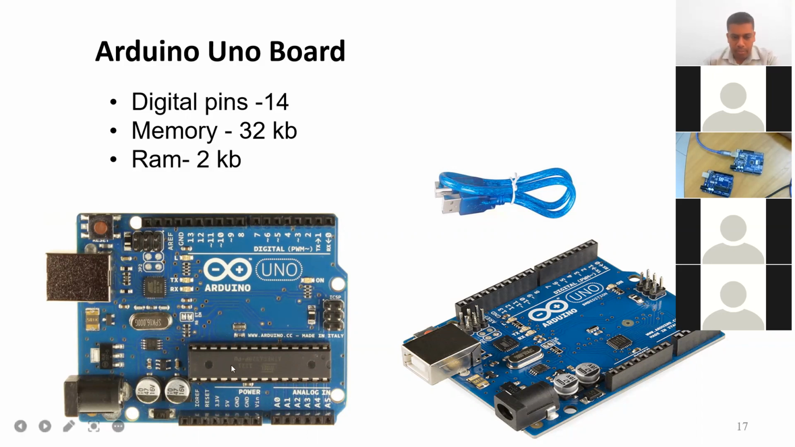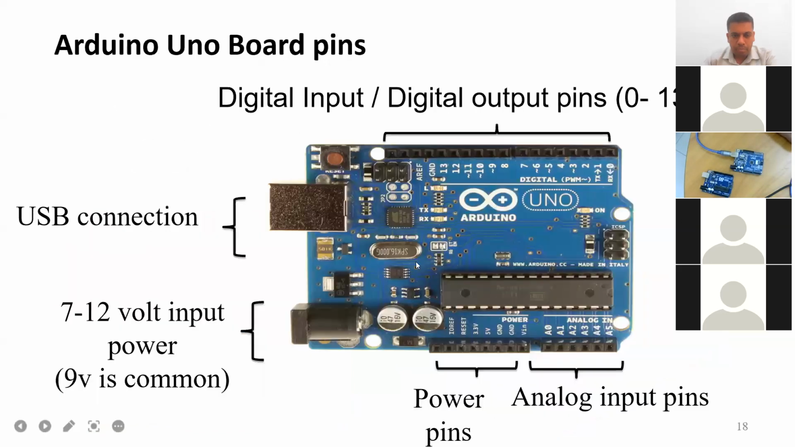If we take this microcontroller, inside it there are 14 digital pins. The memory is 32 kilobytes and there is 2 kilobytes of RAM. We can use that for programming. Then this is the normal structure.